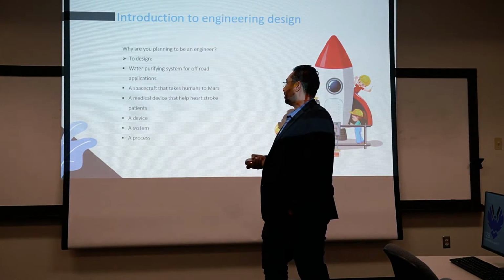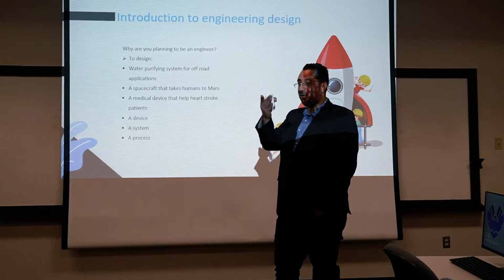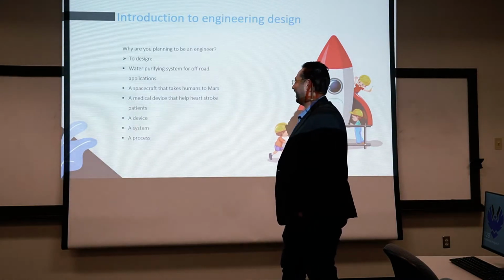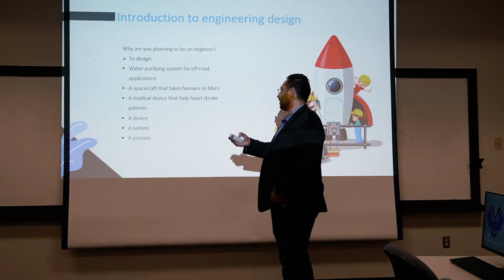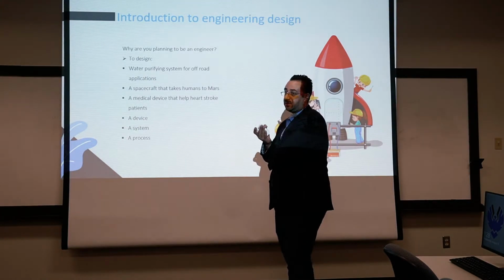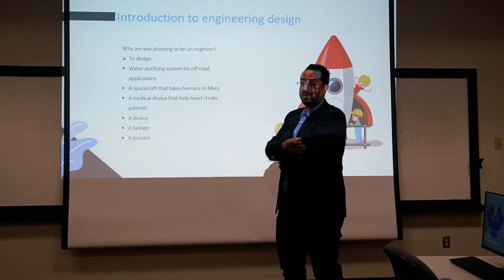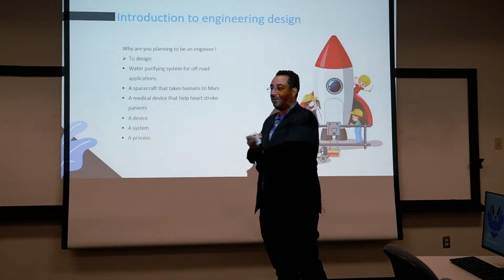Then some engineers would say, I want to design a spacecraft that helps humans go to Mars. As Jordan mentioned, he got to go to Mars and starve there without water, nothing. Then a medical device that can help maybe heart stroke patients. Somebody when he has a heart stroke, in many cases he doesn't have enough time to reach the hospital. He's maybe in a remote area. What if you have a kit that will help him on the spot?